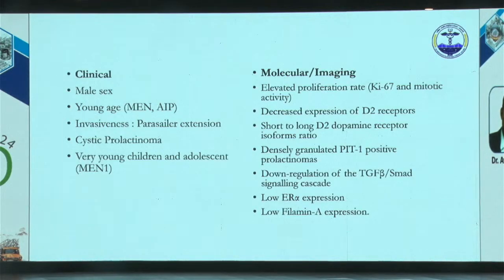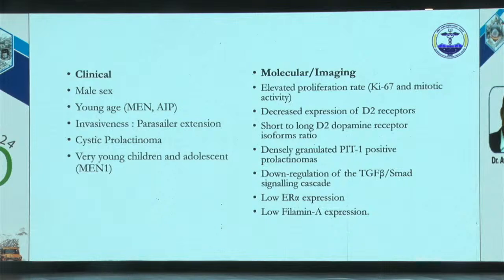Yes, some of the patients we can anticipate. If we see the clinical features, male sex is important, young age. Whenever there is a young adolescent or a pediatric age group prolactinoma we are seeing, we need to keep in mind MEN1 and also AIP mutation, if it is there or not.